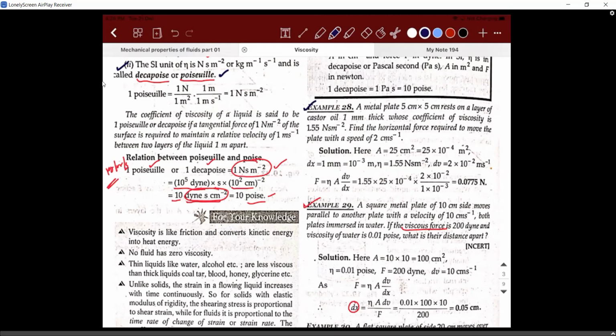They are asking, find the horizontal force required. Whenever you see the word required, they are asking what is the minimum force that we need to overcome to achieve this target. It is the viscous force that is acting. That is the indirect meaning of the question. So calculate. You have the formula in your hand: F is equal to eta into A into dV by dx. Substitute. Convert.